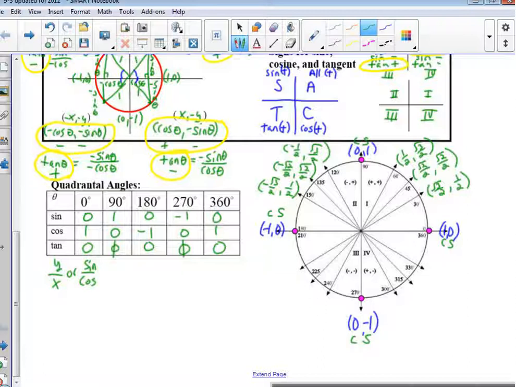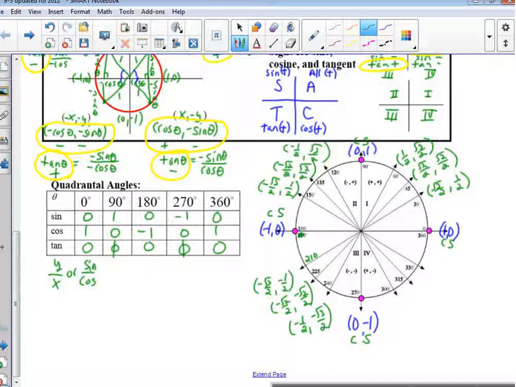225, I'm sorry, this would be 210, so this is off a little bit. That's not supposed to be up there. That would be the same as 30, except both coordinates are negative, so it's negative radical 3 over 2, negative 1/2. Negative radical 2 over 2, negative radical 2 over 2 for 225. Which is the same as 45, and 240 would be the same triangle as 60, except both negative. So negative 1/2, negative radical 3 over 2.